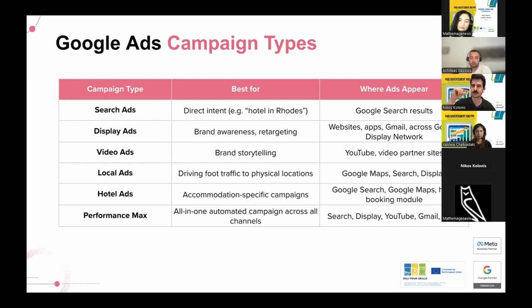We have video ads that appear on YouTube. We have local ads that appear on Maps. We have hotel ads specific for accommodations and hotels. And we have the Performance Max campaign type, which is the automated campaign type that we just discussed.